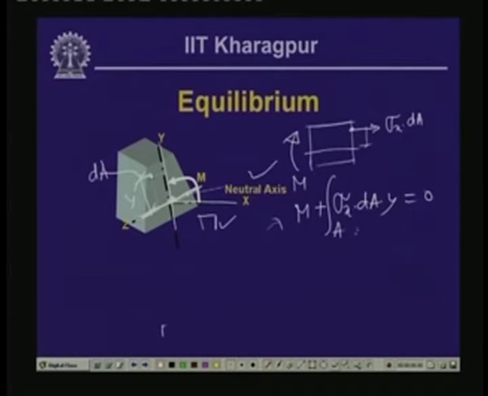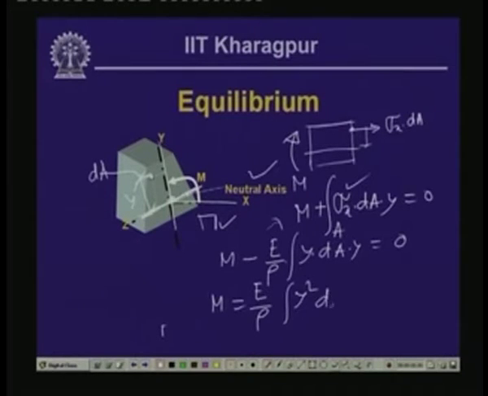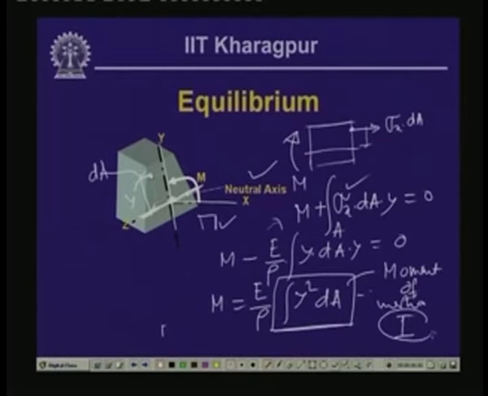moment m plus the integral of sigma x dA y over the area equals 0. If we substitute for the value of sigma, this is m minus E by rho times the integral of y dA y, equal to 0. This is nothing but m equals E by rho times the integral of y squared dA. As you know, this integral of y squared dA is the second moment of the area with reference to the neutral axis, and this we designate as the moment of inertia, and we call this I. So, from this relationship we get m equals E I over rho.